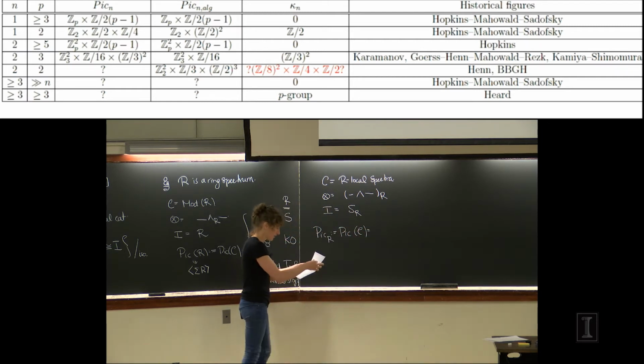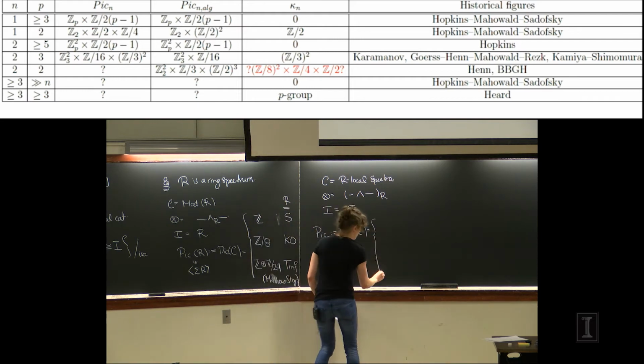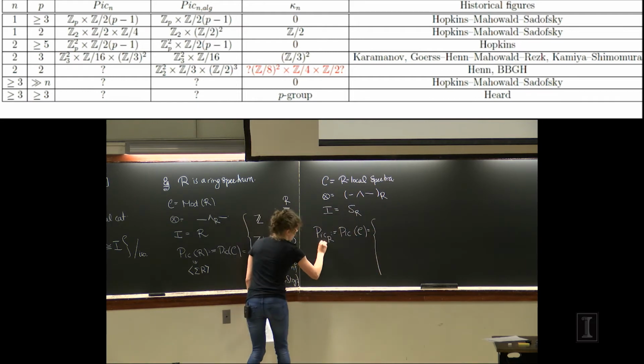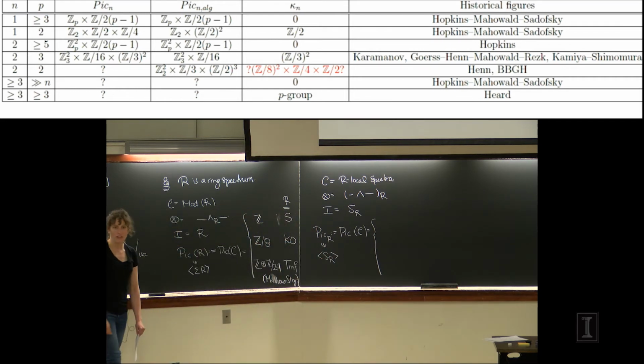And I want to look at some of the examples. OK? So again, this always contains a cyclic group on the unit, but it may contain other things.